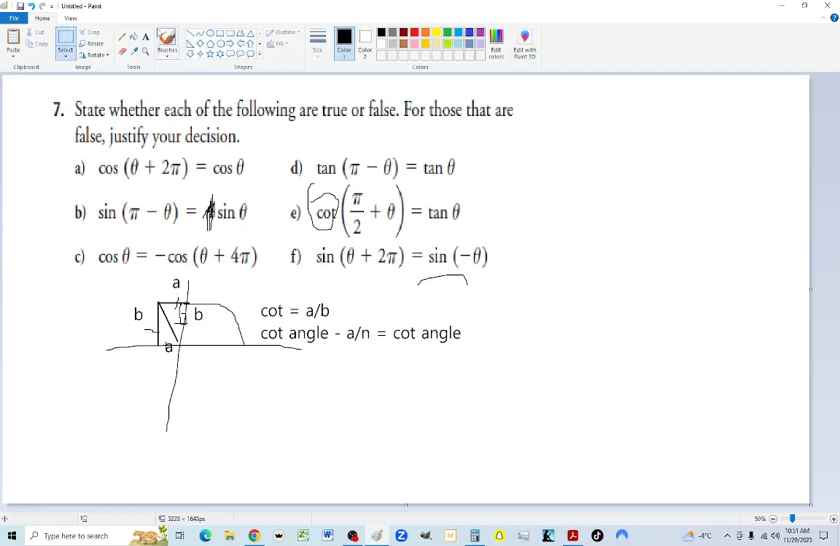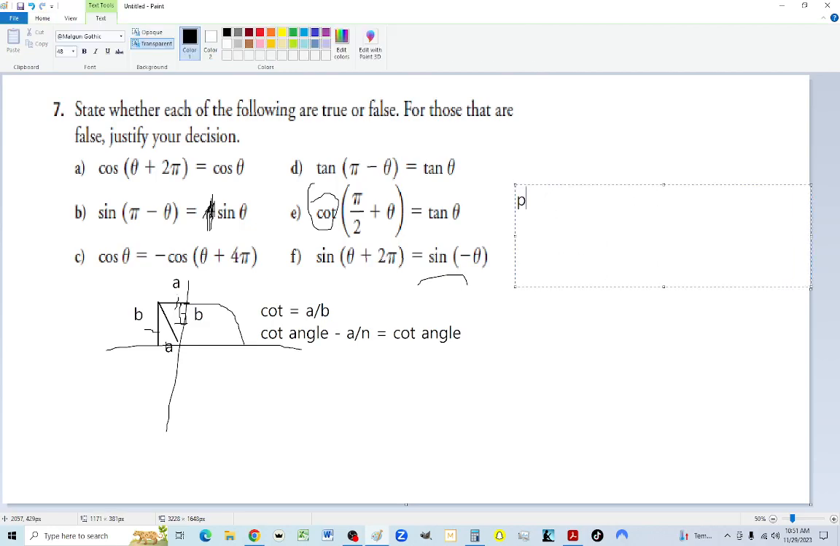And you can always just pick a specific angle. Like if you say, okay, pi over 3, let's prove it. So let's pick a specific angle. What's pi over 2 plus pi over 3? Put them both over 6. It's 5 pi over 6. So the question becomes, is the cotangent of pi over 3 going to be the same as the tangent of 5 pi over 6? Or sorry, since I've used pi over 3, will it be the same as pi over 3?